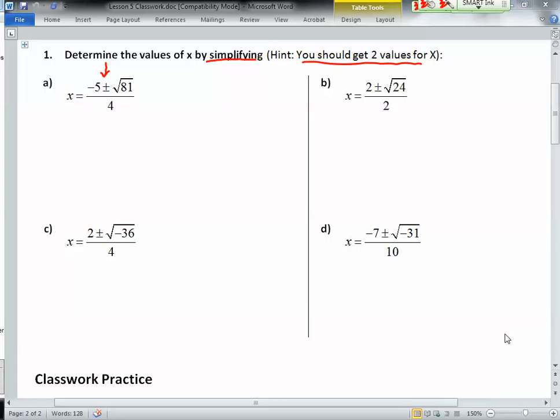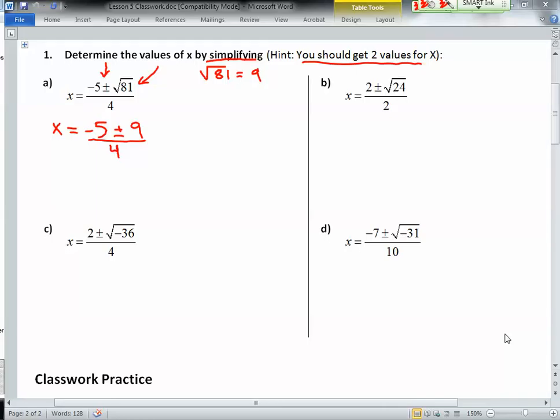So looking at the first one, x equals -5 plus or minus the square root of 81 divided by 4. My first step is to try to simplify the square root of 81. In this case, that's really easy because 81 is a perfect square number. So Sam, what's the square root of 81? 9. Good. So the square root of 81 is equal to just a 9, right? Or a plus or minus 9. So I come down and I set this up as x equals -5 plus or minus 9 over 4.